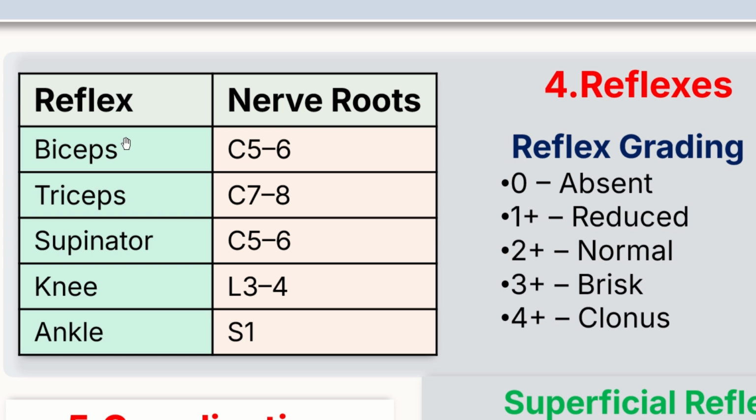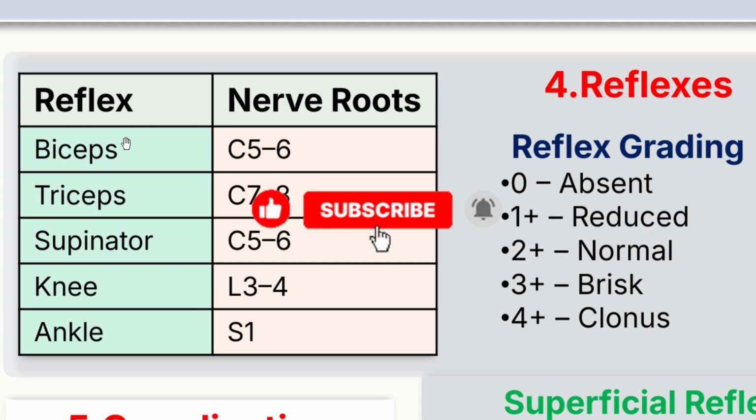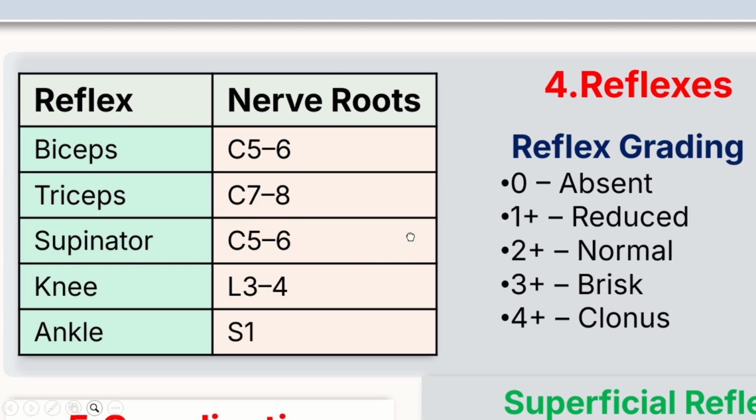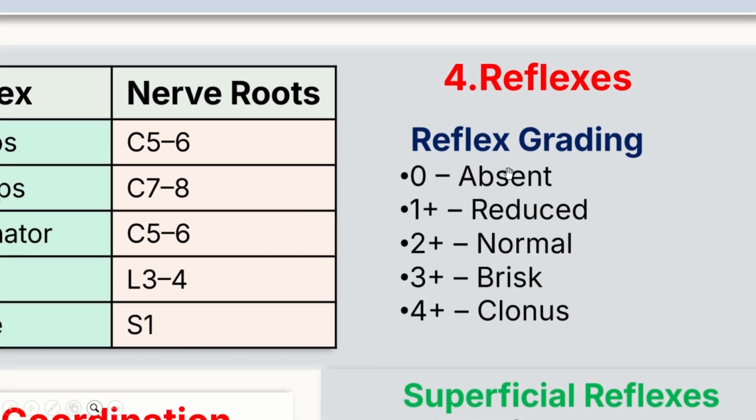So when the reflexes are there, you're going to grade them. If it's absent, you give 0. If it's reduced, +1. If it's normal, +2. If it's brisk, +3. And if there is clonus, that's +4. Now, clonus is this jerking, exaggerated jerking of the muscle after trying to elicit a reflex.